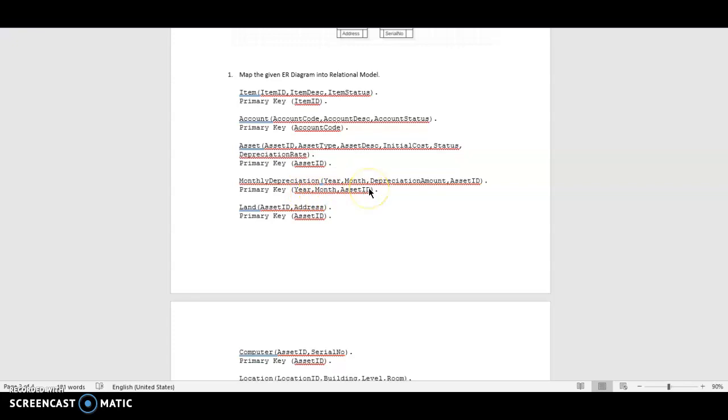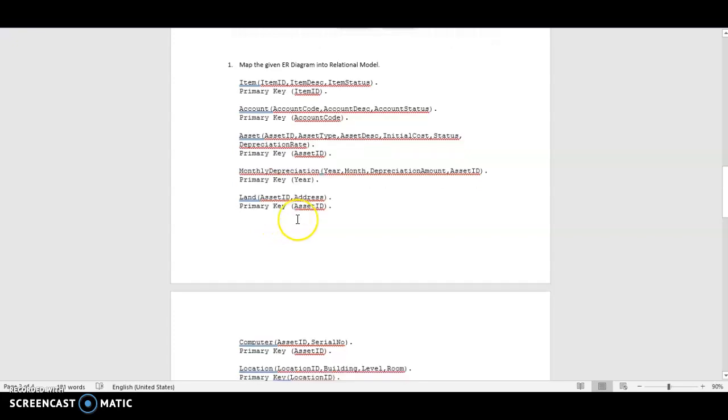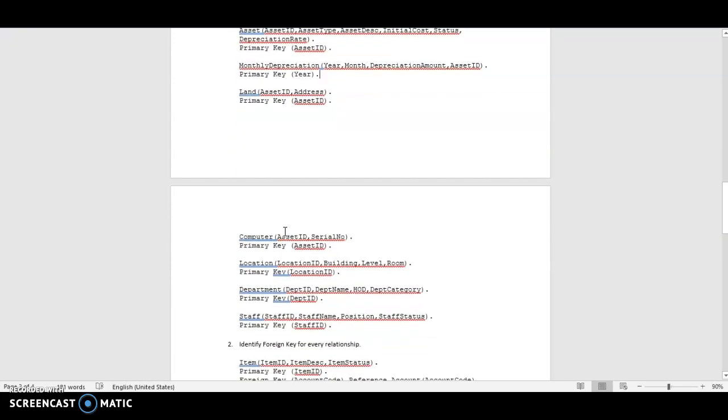But for the primary key of this monthly depreciation, I will edit this into one only, which is the year, because as I know, a primary key can only be one and also be a unique one. So move to the next relational model, which is land, and the primary key is SID. Next is computer, SID also, because land and computer are child or subclasses of the asset.